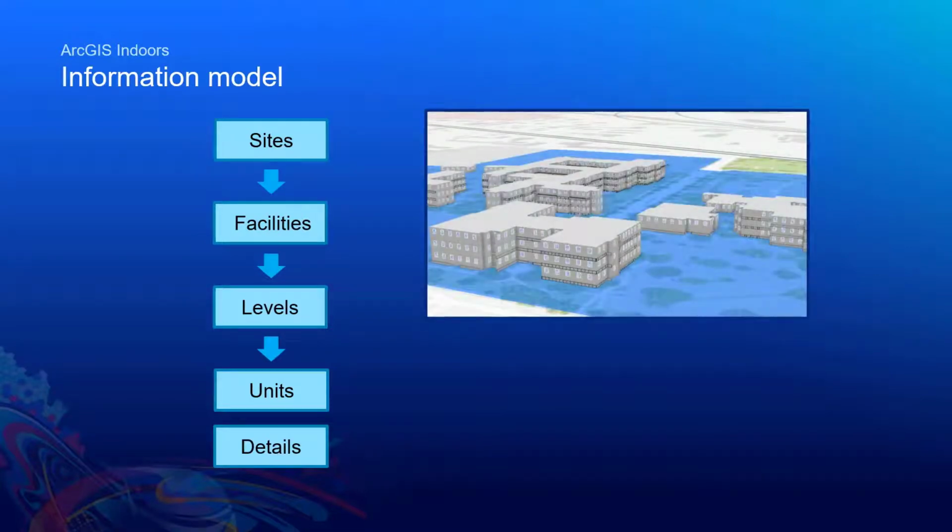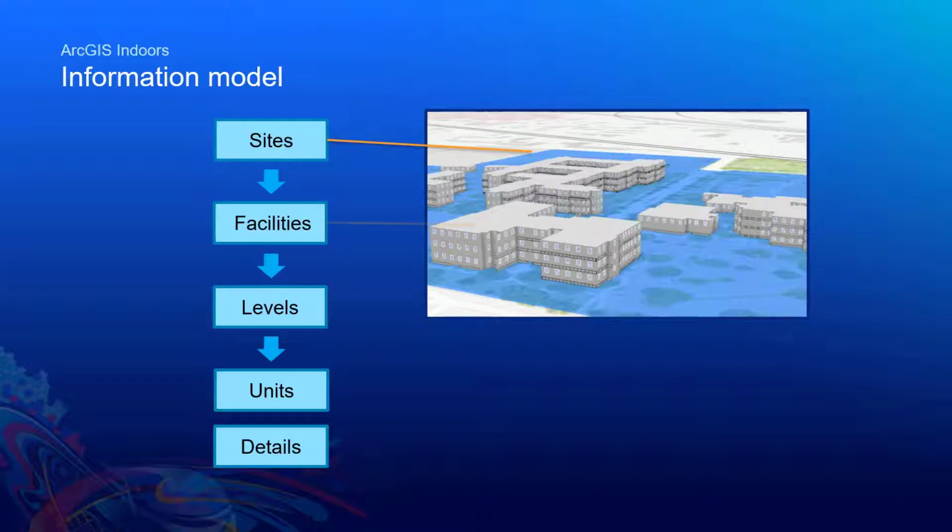A large organization that has properties dispersed across a region or around the world can represent those properties as polygon features in the Sites feature class. For example, shown here is one of Esri's many sites, our main campus in Redlands, California.